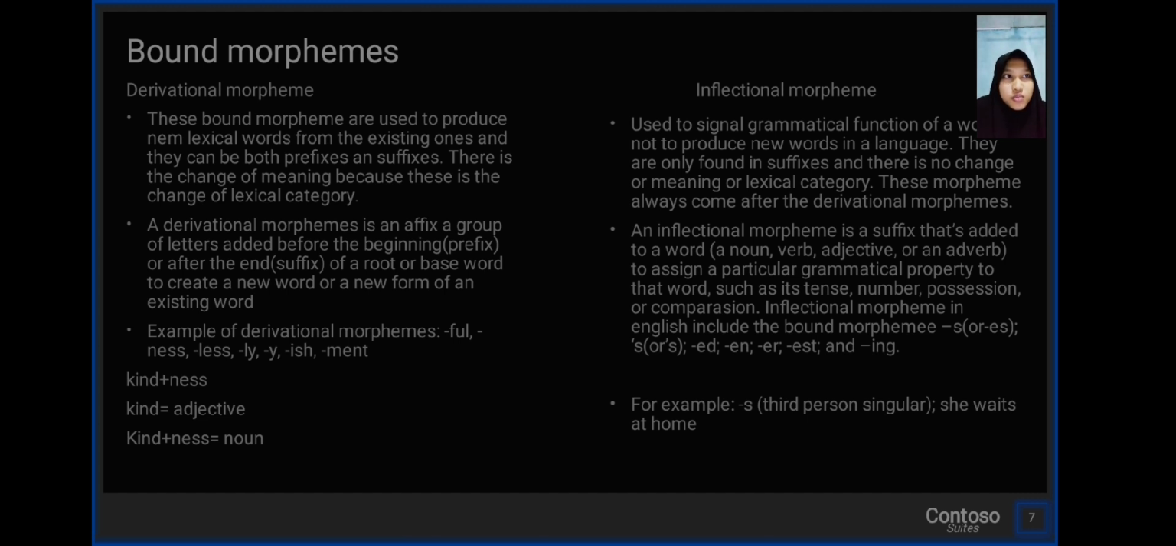Next is bound morphemes. Bound morphemes are divided into derivational morphemes and inflectional morphemes. The definition of derivational morphemes is that bound morphemes are used to produce new lexical words from existing ones and can be both prefix and suffix. There is a change of meaning because this is a change of lexical category.